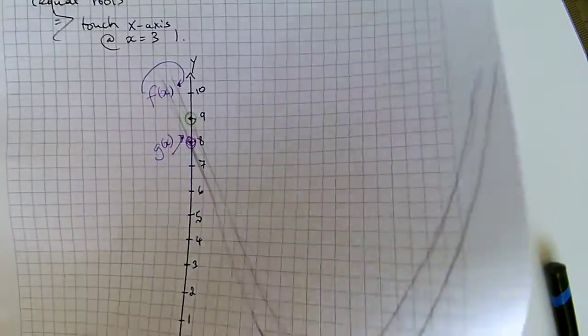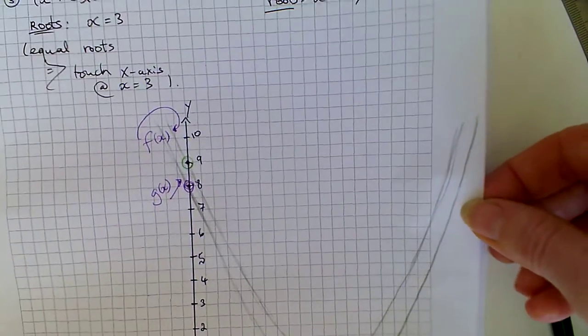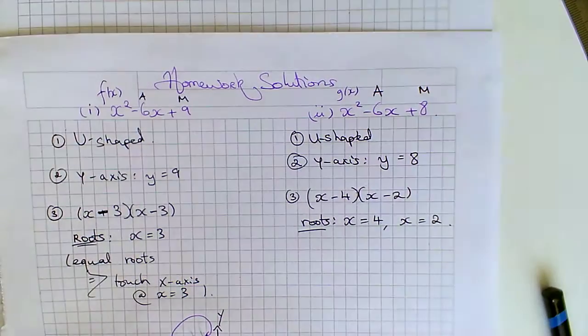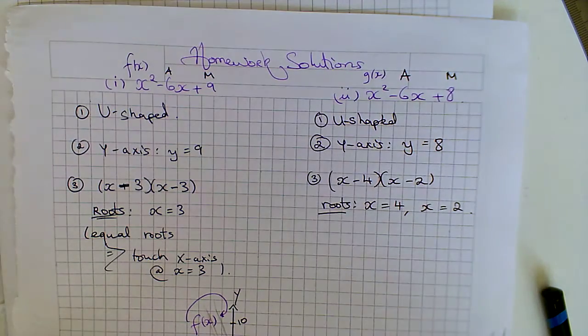You may have done them on separate axes and that's fine, but it's also fine to do them on the same one as well. Okay, so that's sketching graphs, and we're just going to go on and look at the last example in our notes now on page 41.